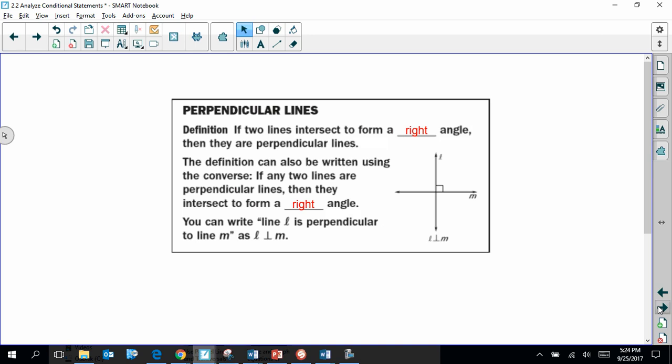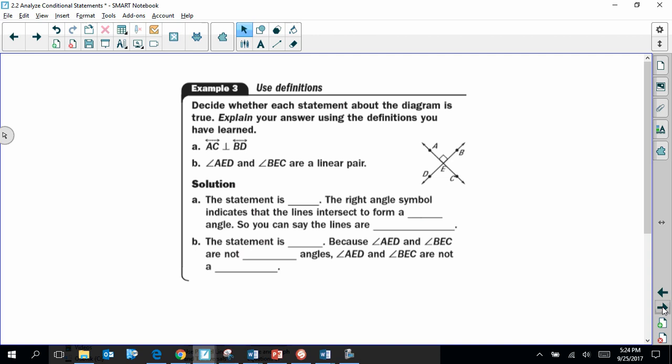Now here, this is the definition of perpendicular lines. I think pretty much everybody knows this. It's just going to be two lines that intersect to form a right angle. So what we want to be able to do here is use some information about what a perpendicular line is to make some conclusions about some things.